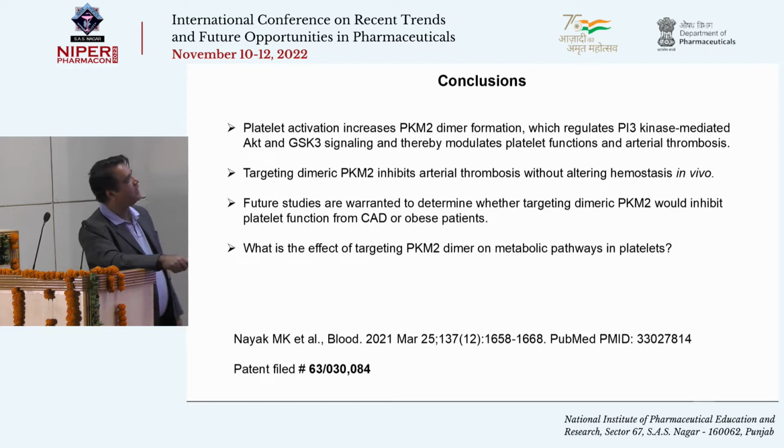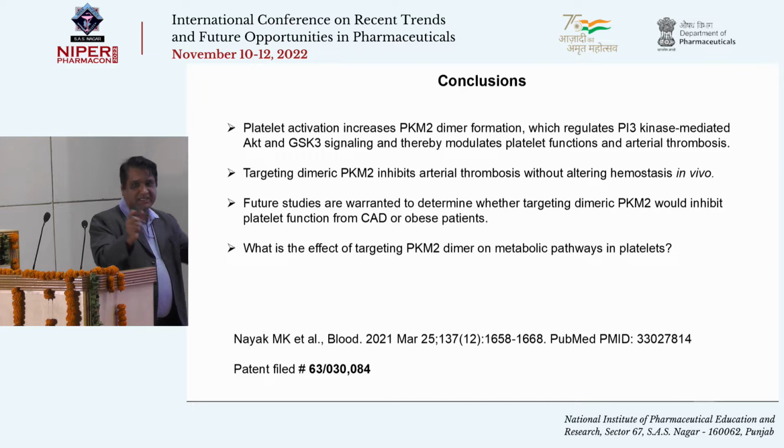So right now what we are doing is some studies where we are trying to target dimeric PKM2 and looking at whether it affects platelet function in platelets from coronary artery disease patients or obese patients. We are recruiting some donors and controls. It's very difficult to have diet-induced obese patients and match the same control with the same ethnicity and the same age. So we are working with some doctors. I have a couple of MD PhDs in my lab, so they are working on that. And this is a new area we are targeting.